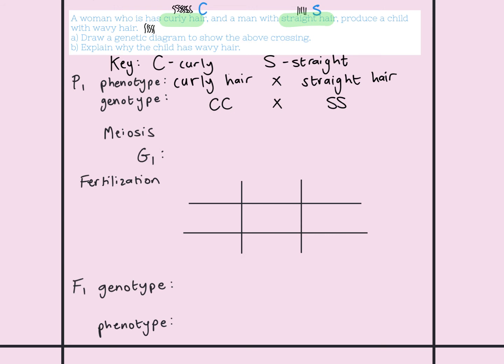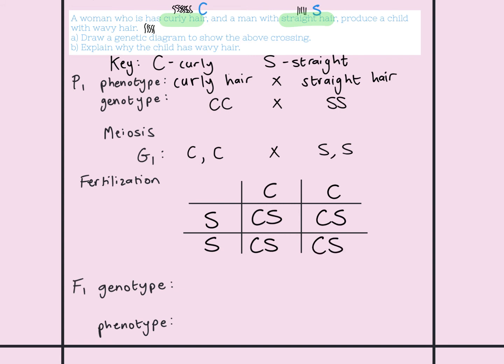Then meiosis happens, and the person with curly hair can only give a C, an allele for curly hair, to their children, and the person with straight hair can only give an allele for straight hair to their children. So that's a nice easy one for the gametes. You have curly hair in the gametes and straight hair in the gametes. Now for fertilization, I go to my Punnett square. The mother's gametes go on the top, and the father we can put on the side. And when we show the mating, the parents both give a curly hair or a straight hair allele to all of the children. So the F1 genotype is going to consist of all the individuals having a CS.